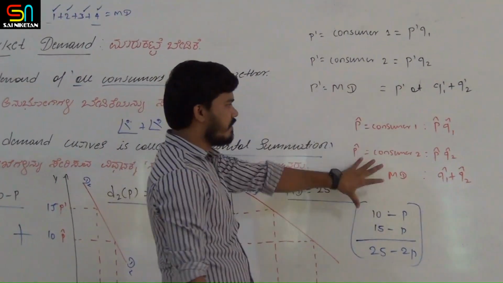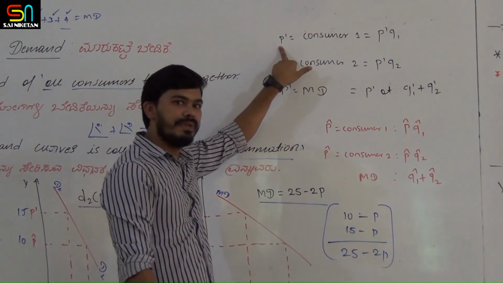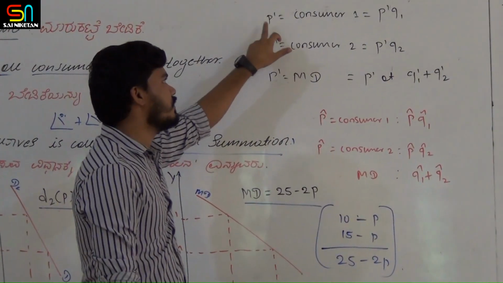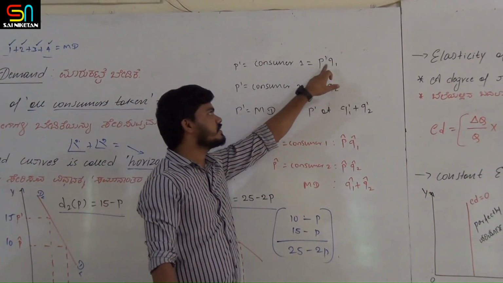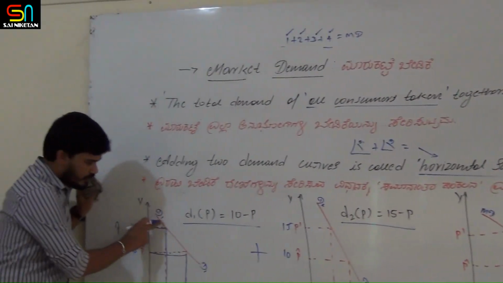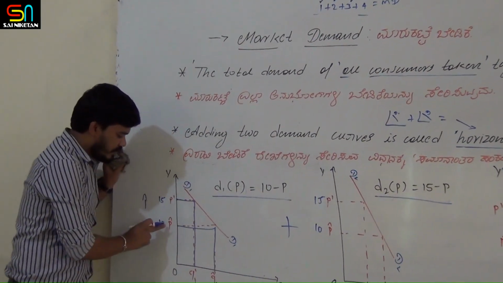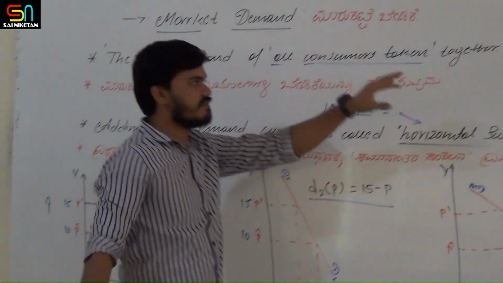So these are the expansions we have. P1 for the price P dash. What is P dash? For the P dash price, consumer one is purchasing Q1 dash. It means at the P dash price, the consumer is purchasing Q1 dash. For the P cap, the consumer is purchasing Q1 cap. So that is how I simplify it here.